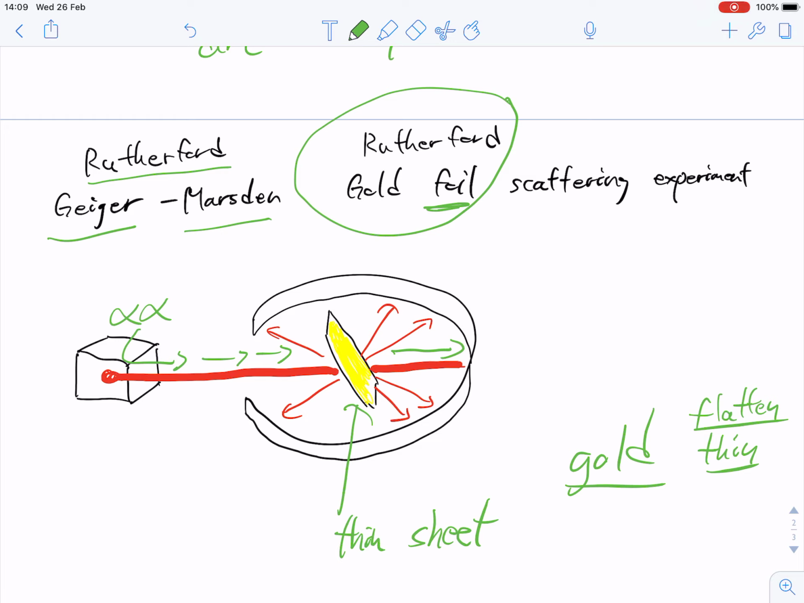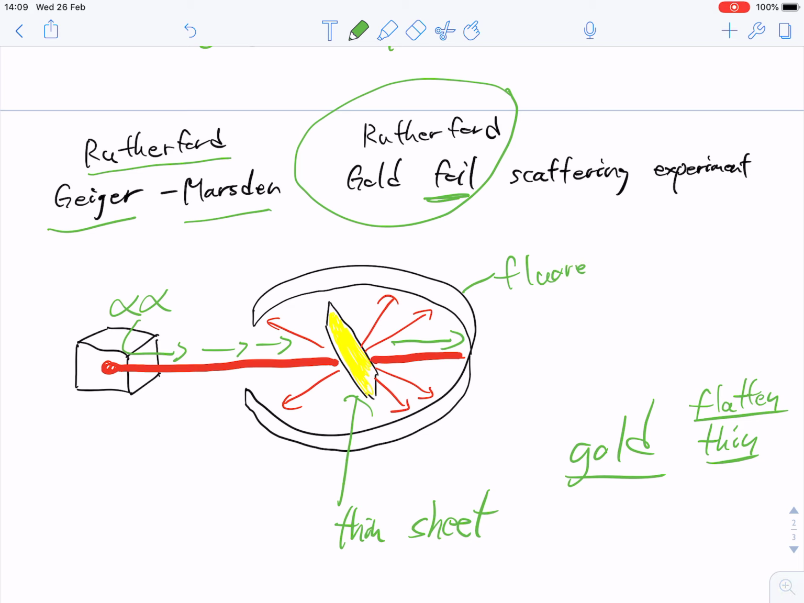What they also were able to observe when they put a detector, it was a fluorescent screen essentially. So a fluorescent screen. Fluorescent. Okay, a fluorescent screen. So the fluorescent screen allowed for the detection of these alpha particles.